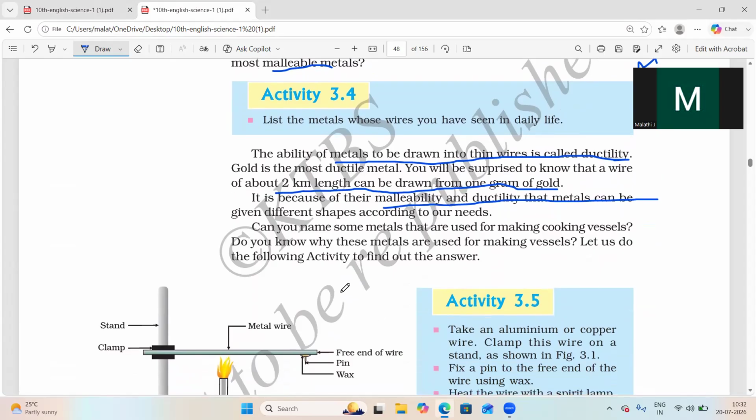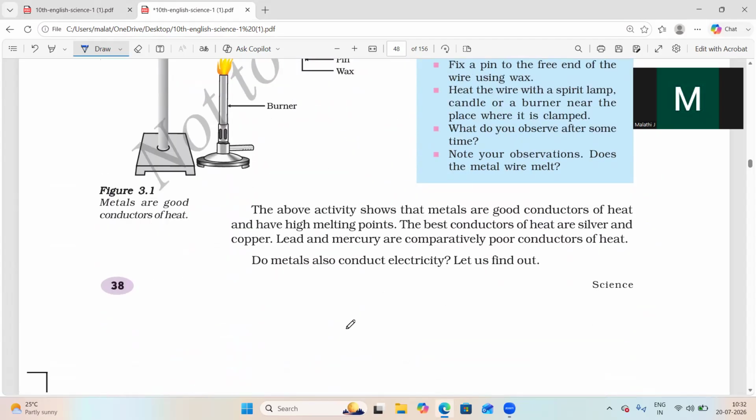If you see the metal, metals have high melting and boiling points. If you start burning a metal, it will not easily burn, because it has a high melting point and boiling point. And also, all the wires are made up of metals, because all metals are good conductors of heat and electricity.